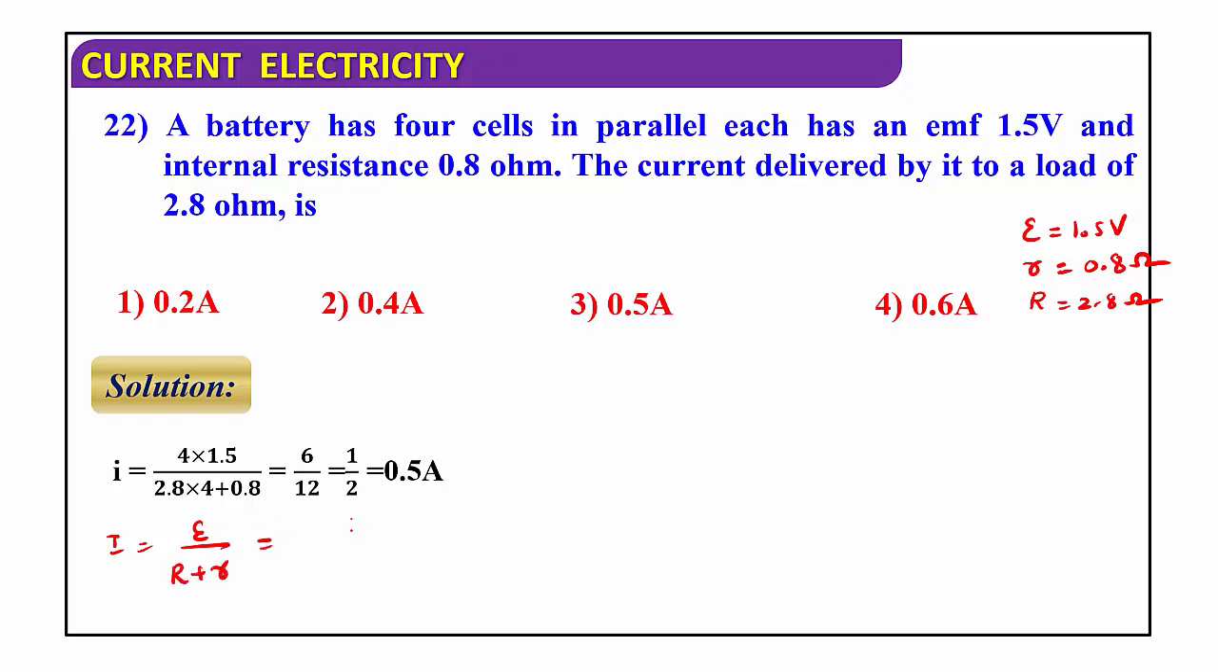E value is how much? 1.5 divided by R value is how much? 2.8 plus, and small r value is how much? 0.8. How many cells are connected? 4 cells. It means 4 into 1.5, and the load resistance of 2.8 multiplied by 4 plus 0.8. So that only they had given directly here. So the final answer is what? 0.5 ampere. Option 3 is the right answer.